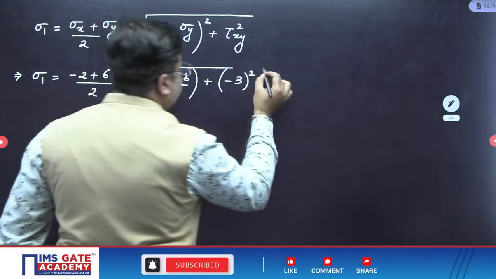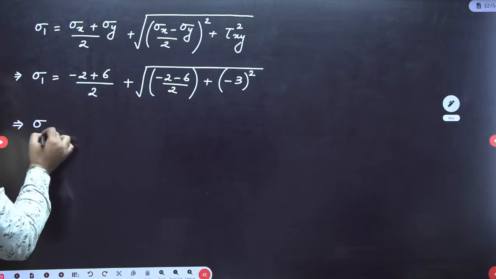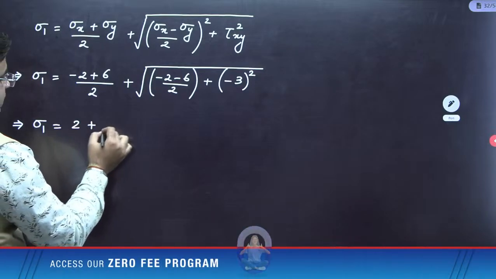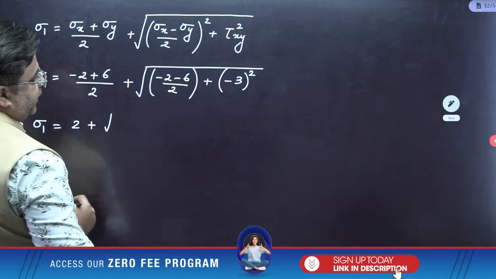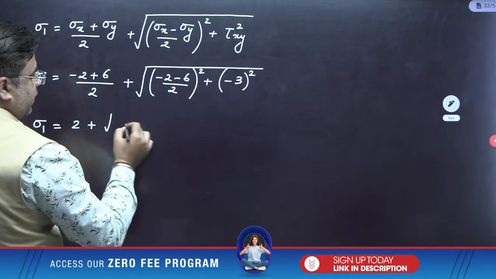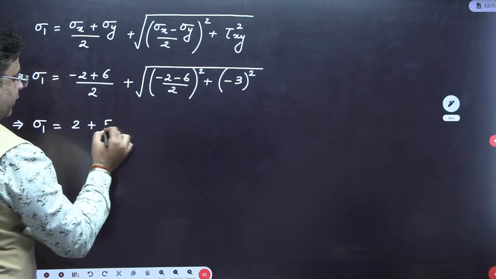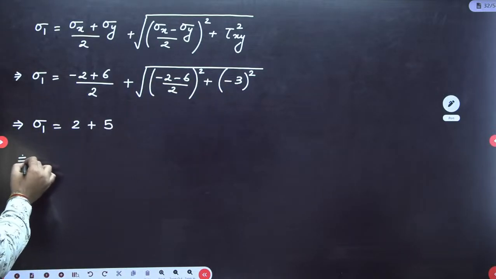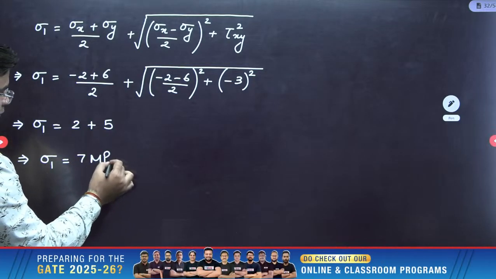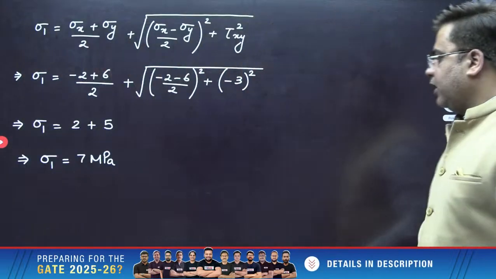Please calculate this value of sigma 1. So this is equal to sigma 1. This is 4, 4 by 2 will be 2. 2 plus under root of this: minus 8 by 2 will be minus 4. So under root of 4 square plus 3 square will be 5. So the value of sigma 1 is coming out as 7 megapascal.